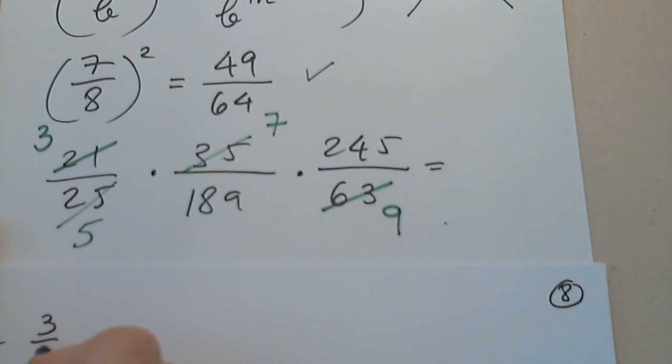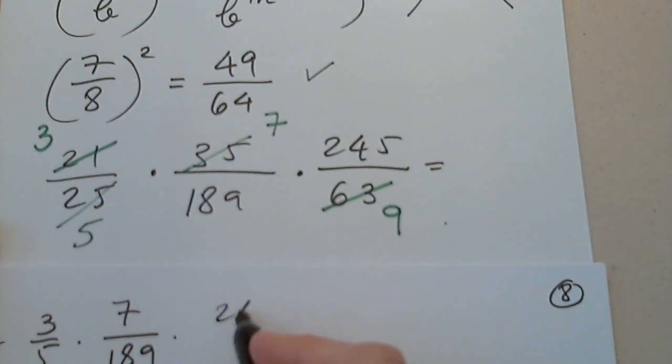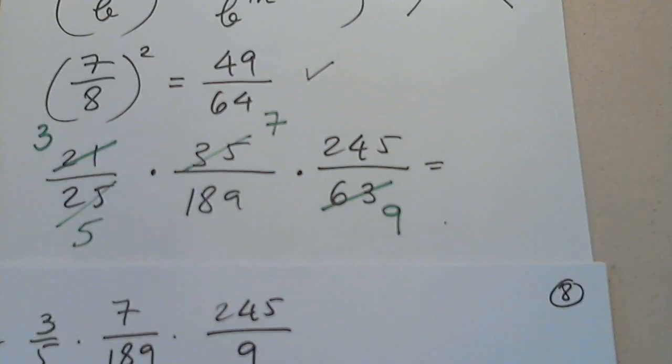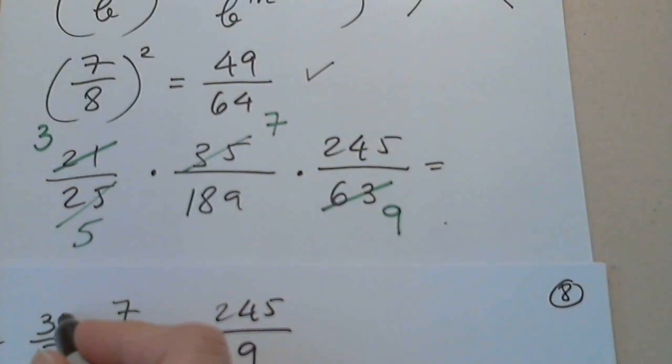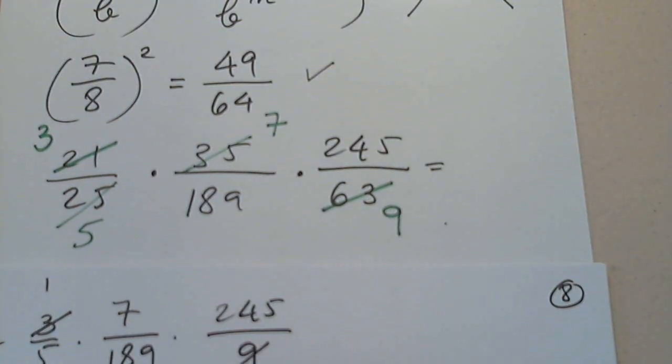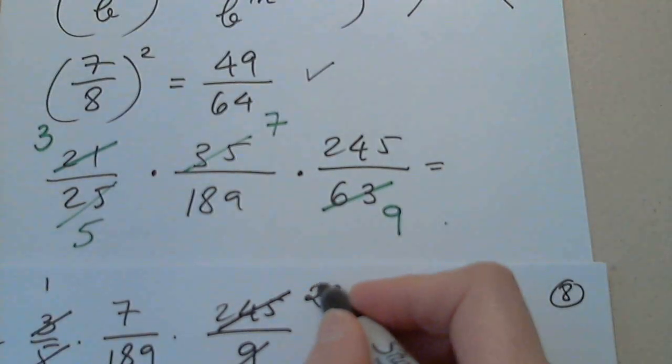So the first one is 3/5. The second one is 7 over 189. And then 245 divided by 9. I continue. I'll divide by 3. I'll divide by 5. 5 divided by 5, and here I have 49. Any questions so far? I meant 49. I just realized.